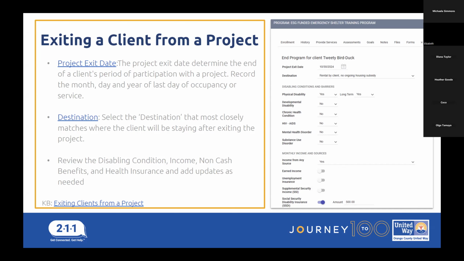Destination. Select the destination that most closely matches where the client will be staying after exiting the project. Review the disabling condition, income, non-cash benefits, and health insurance, and add updates as needed. One of the required questions is the destination on where the client is going. In this case, I am going to set Tweety's destination as renting with an ongoing non-housing opportunity subsidy.